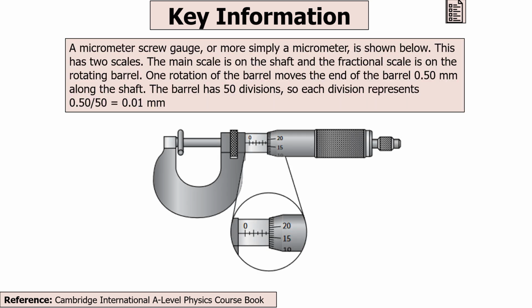Now, a micrometer screw gauge, or more simply a micrometer, is shown below. This has two scales. The main scale is on the shaft and the fractional scale is on the rotating barrel. Now, one rotation of the barrel moves the end of the barrel 0.50 mm along the shaft. Now, the barrel has 50 divisions, so each division you can see represents 0.01 mm.